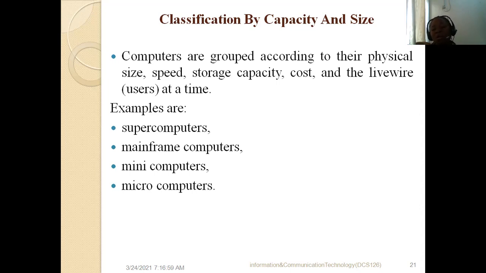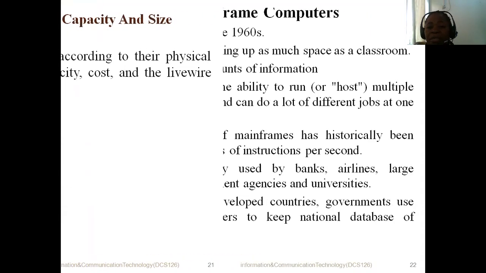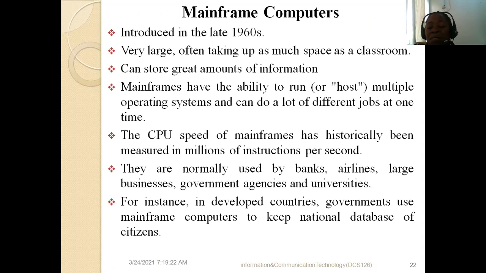So based on all this, we have examples of computers classified by capacity and size. You have supercomputers, you have the mainframe computers, you have the mini computers, you have the microcomputers. So we'll take them one after the other and see how far we go with them. We'll first look at mainframe computers.